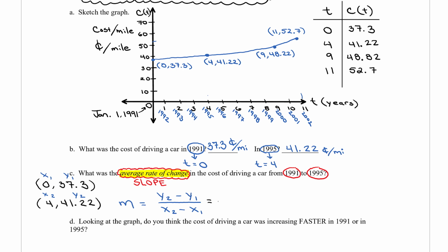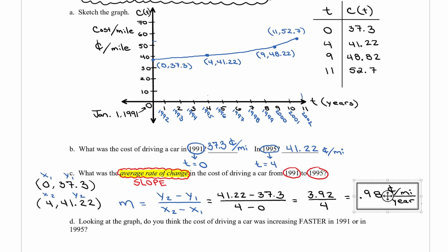Now I'm going to substitute into my formula. So where I wrote my formula for slope, right after that I'm going to write equals 41.22 minus 37.3 over 4 minus 0, which equals 3.92 over 4, which equals, and if I do that division, I'm going to get 0.98 cents per mile per year. And I'm going to box that answer in.